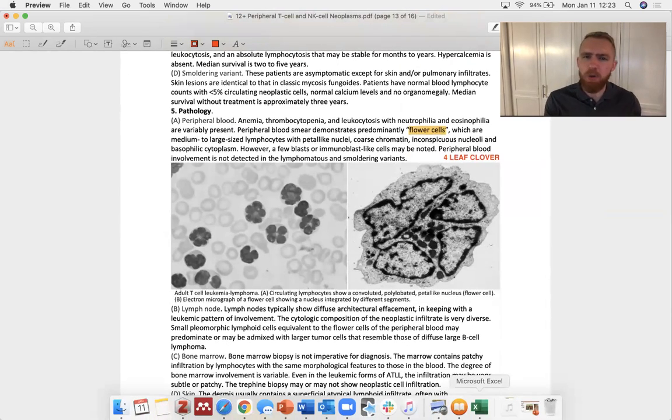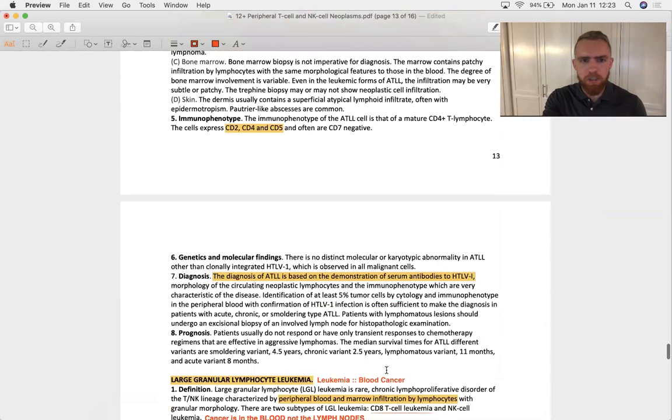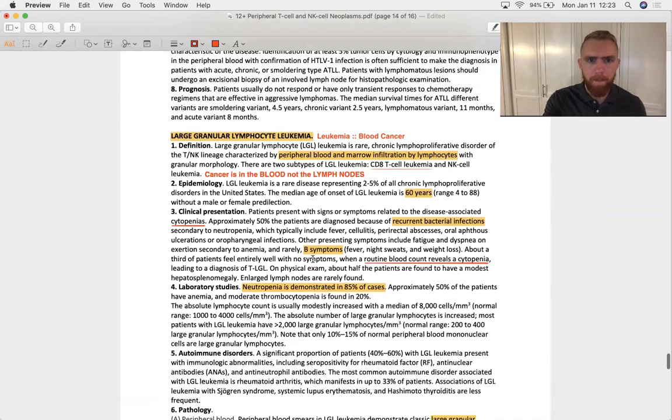And if they give you a blood smear and a question, you've got these flower cells, which again look like 4-leaf clovers. Very characteristic there. No particular immunophenotype, and you diagnose it based on serum antibodies to the virus that caused it all, HTLV1.